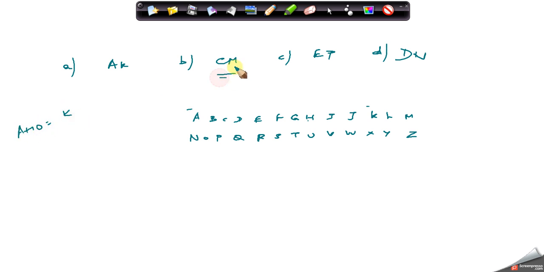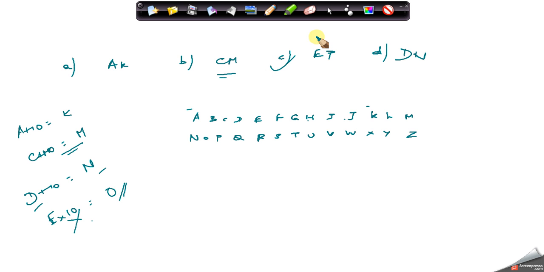Okay. Similarly, CM, if you see there, C is there, 1, 2, 3, 4, 5, 6, 7, 8, 9, 10. So C plus 10 is equal to M. Similarly, if you see D and N, D plus 10 is equal to what? 14, right? That 14th letter should be N in this case. That is coming there. Okay. E plus 10 is equal to the 15th letter, which is nothing but O. It is not P. Therefore, this is not correct. So option C is the right answer in this case. This is the odd man out.